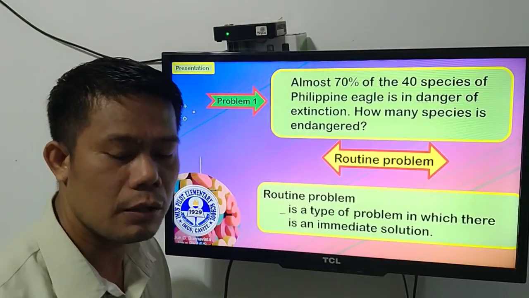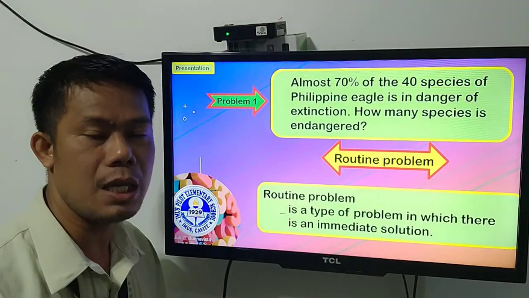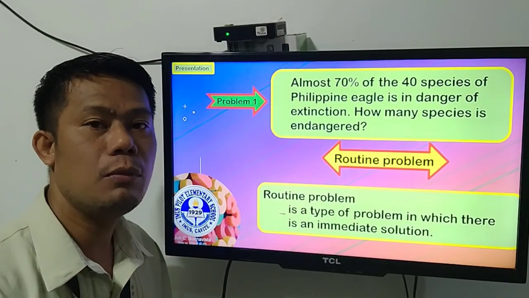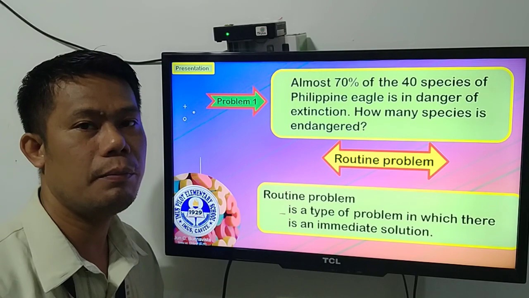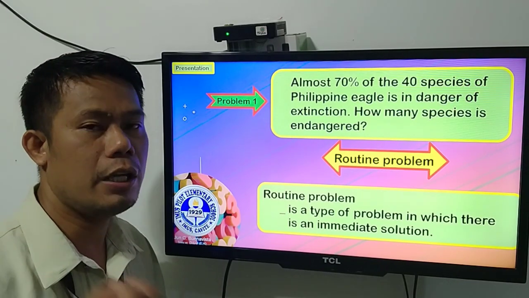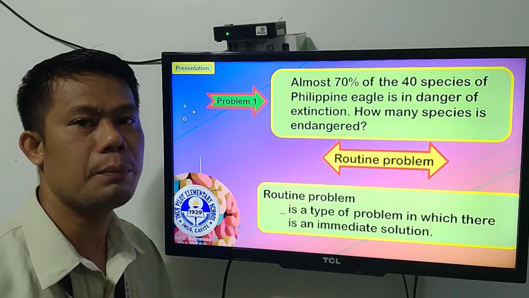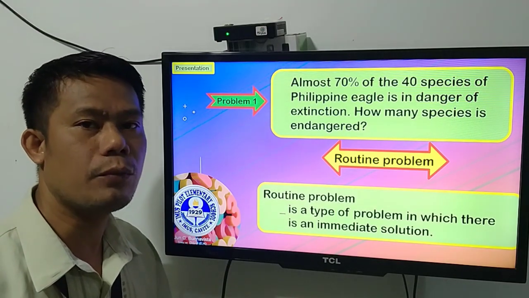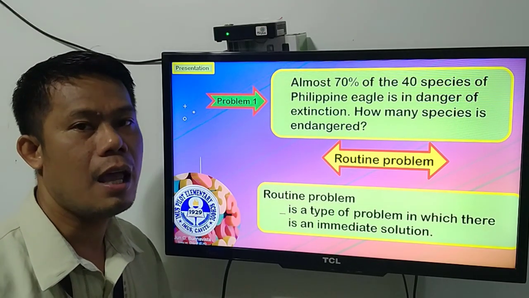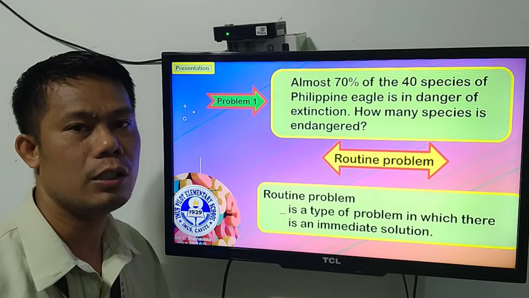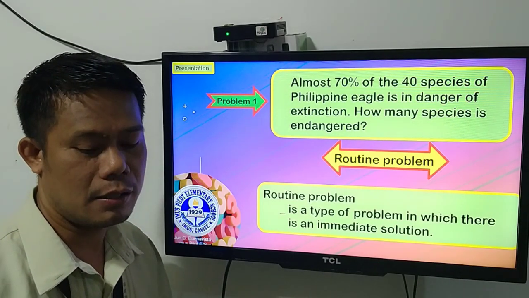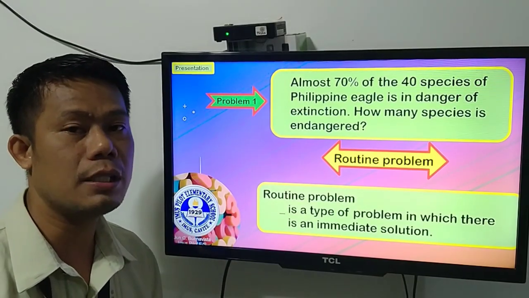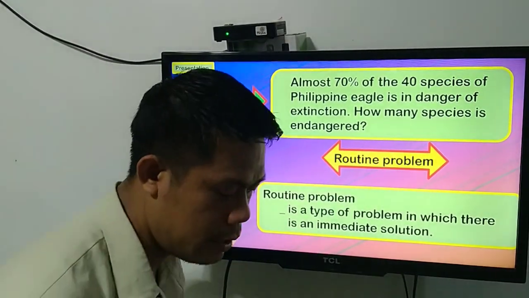Do you know the song about the percentage? P, R, and the base. We divide, multiply, percentage, rate, and base. So in other words, the operation that we are going to use in finding the percentage is multiply. We're going to divide if we are going to find the rate. And we are also going to divide when we are going to find the base. So that is what the song is all about. We divide, multiply, percentage, rate, and base.